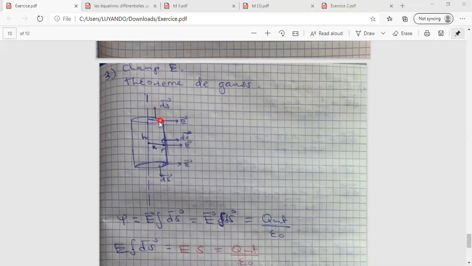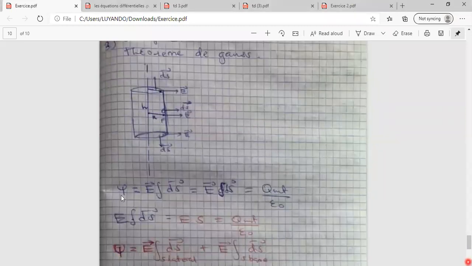But our E, at a point P maybe here, is going to be outwards, in that same direction, while our ds is going to be in the vertical direction. So we'll see that ds and E meet at a 90 degree angle. And then we're using theorem de Gauss. So this is our theorem de Gauss: the flux is equal to the integral of E dot ds, the vector ds, which is equal to Q interior over epsilon 0.